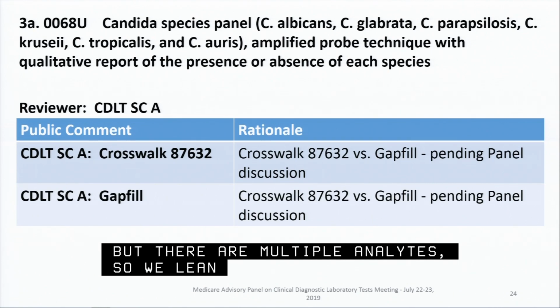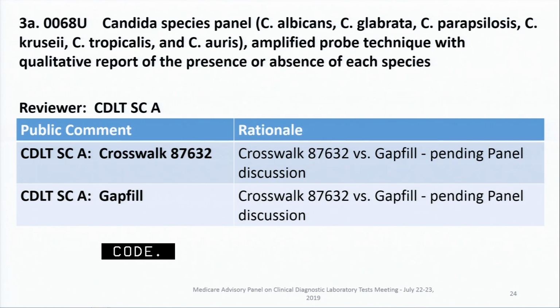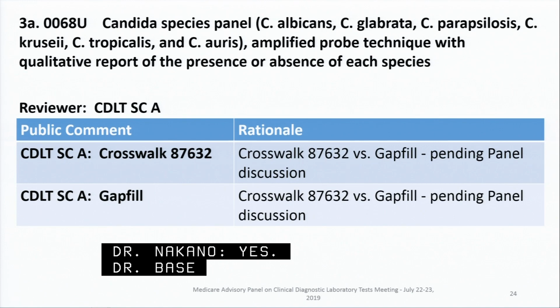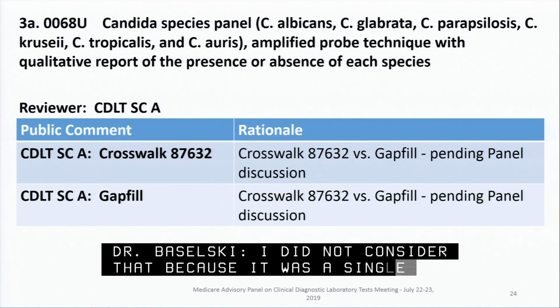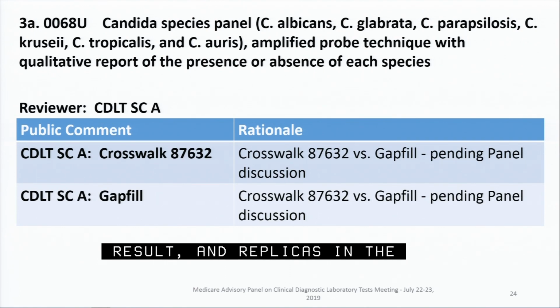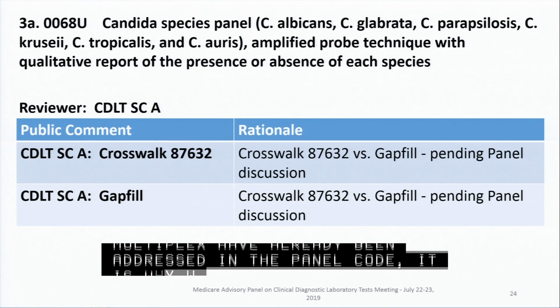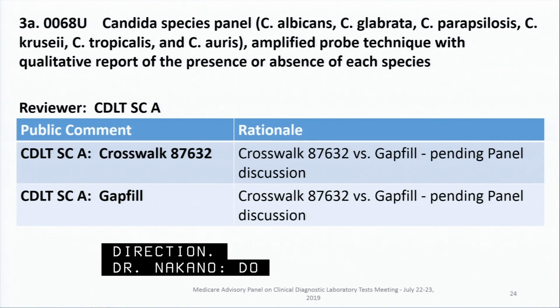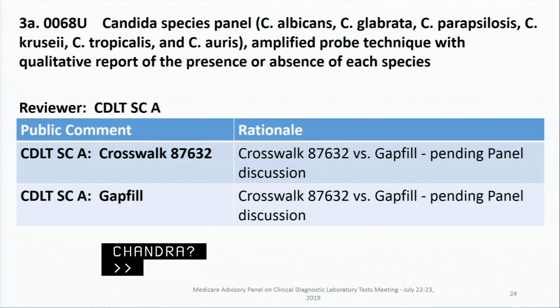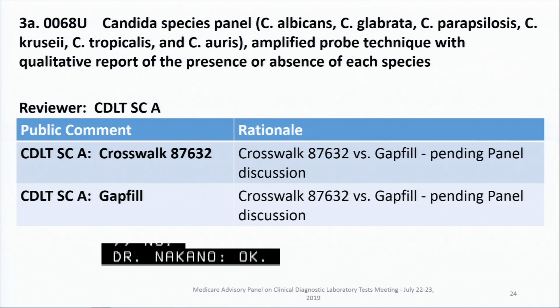This is Vicki Baselski. May I speak? Yes. We didn't consider 87481, just as Dr. Bossler indicated, because that would be a single result. That would have involved using a replicate of that, and replicates and the efficiencies of multiplex have already been addressed in the panel code, so that's why we went that direction. Do we have any other comments from Doctors Hansen or Chandra? No. Okay. Any other questions or comments from the panel members?